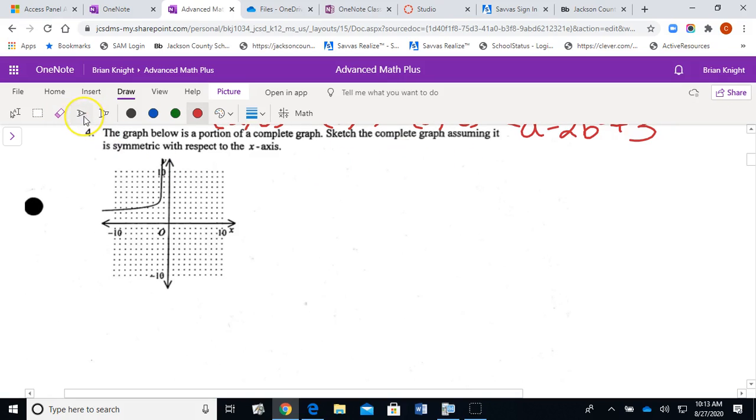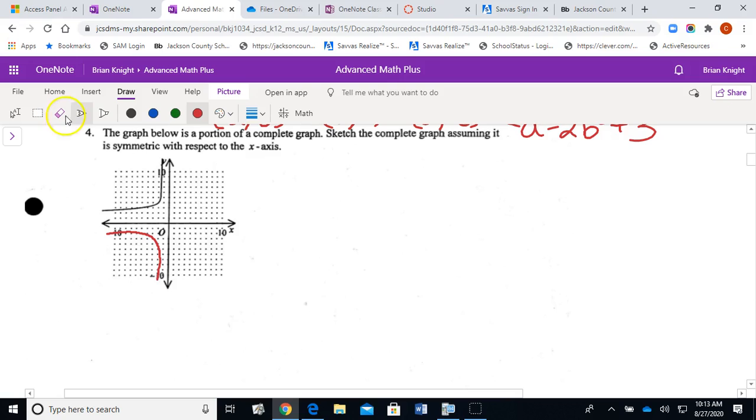It says the graph below is a portion of a complete graph, so you only have a portion of it. You're completing it. It says sketch the complete graph assuming it is symmetric with respect to the x-axis. So all you're going to do is flip it over the x-axis. Now, it doesn't have to be exact, okay? If you are pretty close, you're going to get it right. Done. That's it.